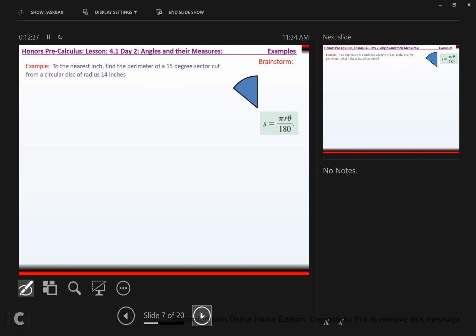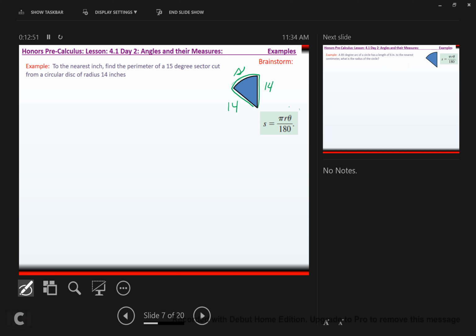To the nearest inch, find the perimeter of a 15-degree sector cut from a circular disc of radius 14 inches. Perimeter means distance around. Okay, they're telling me that the radius is 14. So that's 14, that's 14. And to get the perimeter, I'm going to have to add this arc length to it. So I'm going to have to find the arc length.